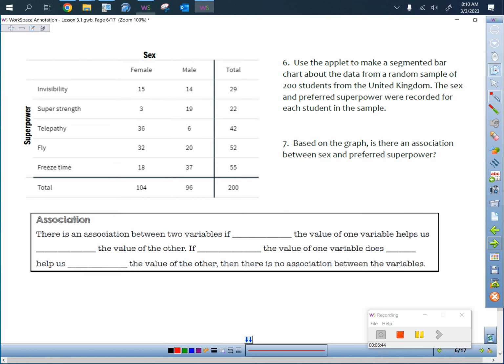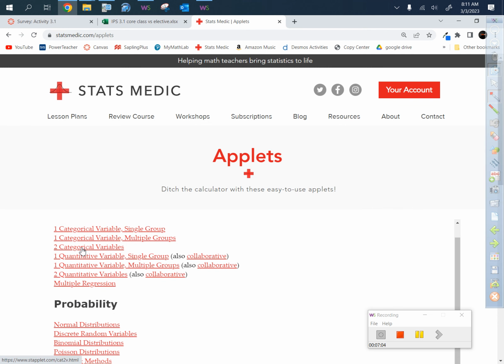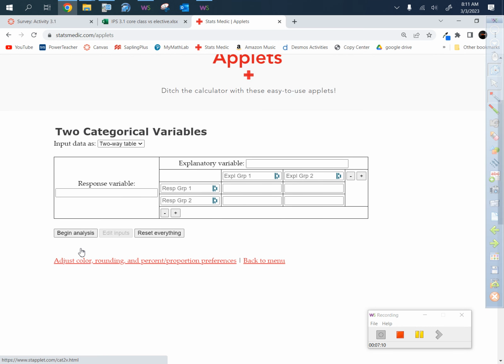So, all right. So here's what we're going to do now. This is this cool little chart, that two-way frequency table. It says use the applet to make a segmented bar chart. So let's go to the applet. And what we'll choose is 2 categorical variables. This guy right here, 2 categorical variables. And then, unfortunately, this applet gives us some awesome information. It's going to do all of the homework for us. It's awesome. It's a lot to type in, though, man. That's the bad thing about it.